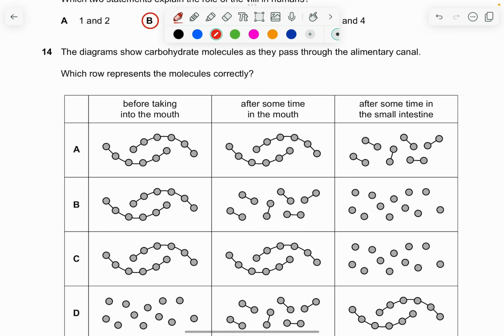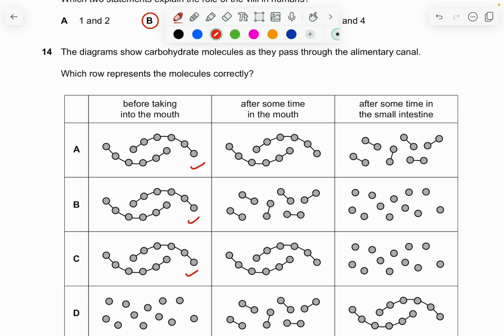The diagram shows the carbohydrate molecules as they pass through the alimentary canal. Which row represents the molecules correctly? So you must always remember that whatever you eat, like bread and rice, they are all very complex carbohydrates at first. It means their molecules are very long. So you can see that the first one is correct before taking into the mouth because it's long chains of carbohydrate. After some time in the mouth, they start to break down a little bit, but they do not break down a lot because it's still almost the same.